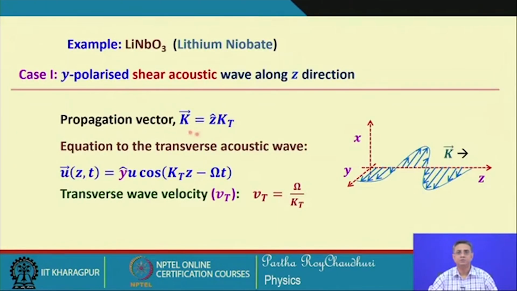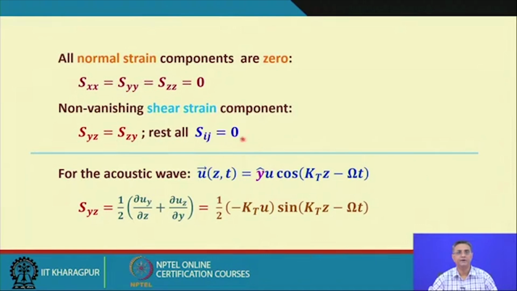So, this is also to remind us that if the wave propagation involves z and y, that is, it is propagating along the z direction and polarized along y, then in the case of a transverse wave, a shear wave, only the y and z component, y z or z y, of the strain matrix will be non-zero, and the rest will all be zero. All the normal strain components are 0 because this is a shear wave, and all other components do not get involved, so they will be equal to 0.